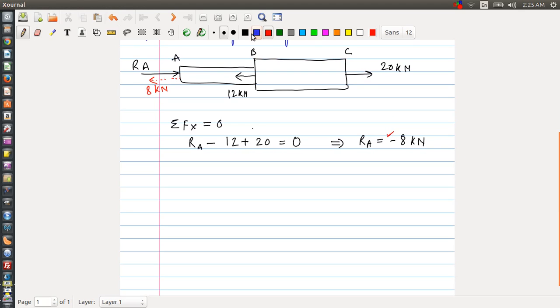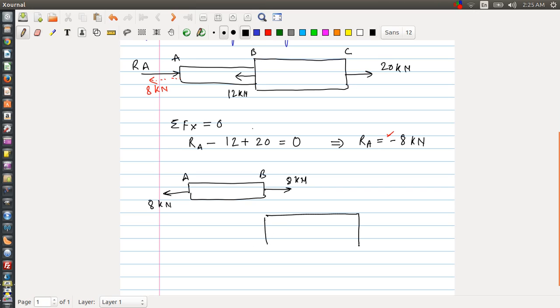So let's draw the free body diagram of these individual sections AB and BC. Let us see what forces they are experiencing. So RA of 8 kilonewton. To keep this portion AB in equilibrium, we have to apply what? An equal and opposite force at B, which is nothing but 8 kilonewton again in the positive x direction.